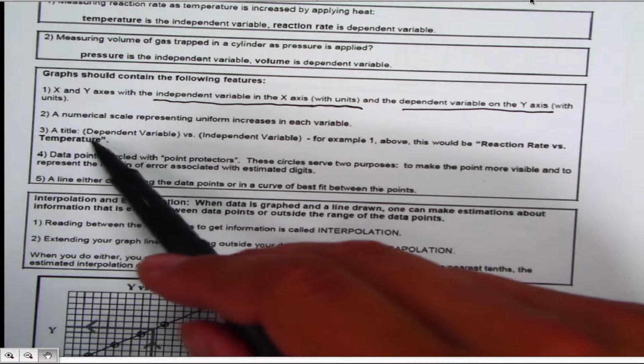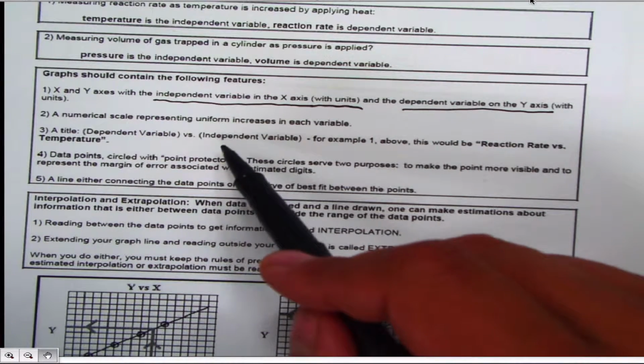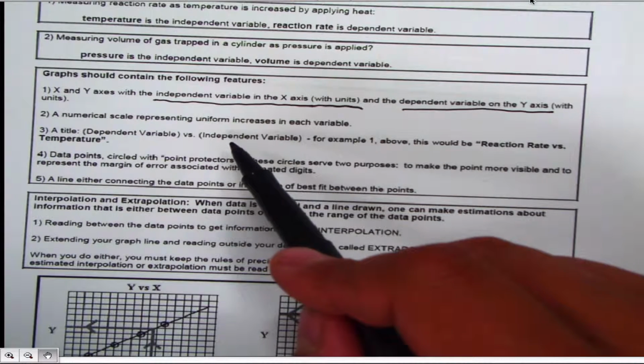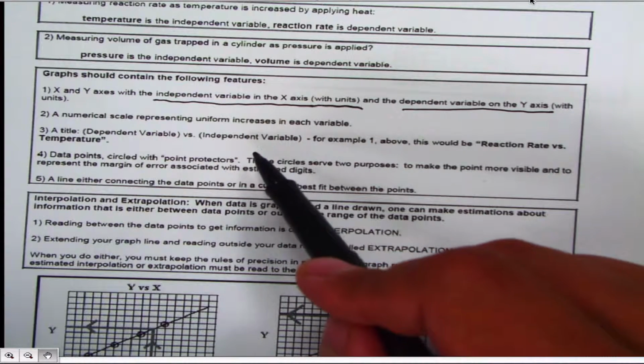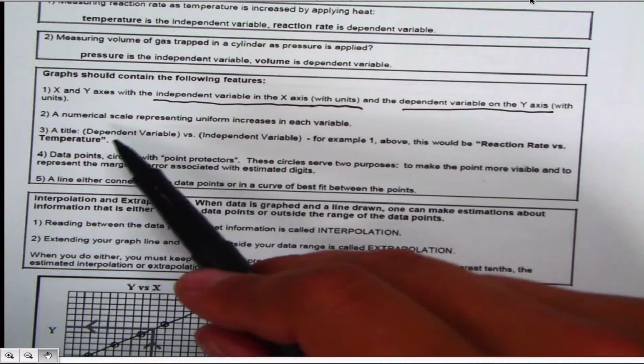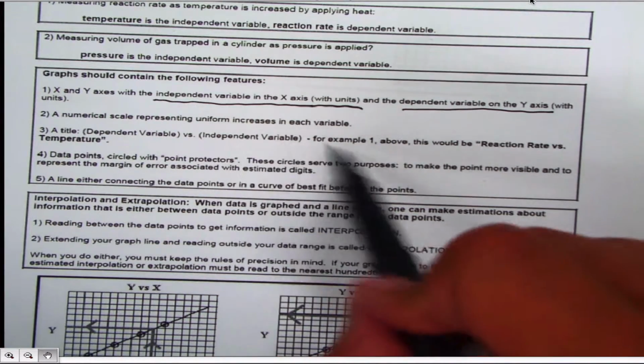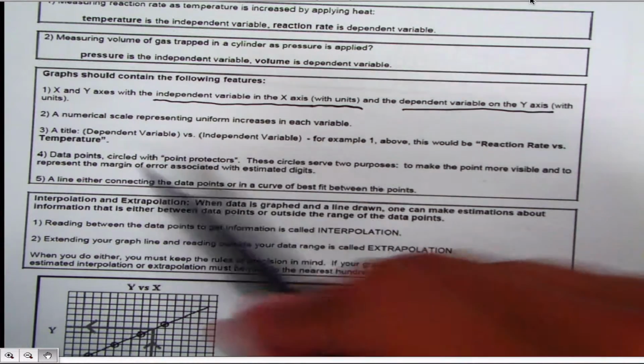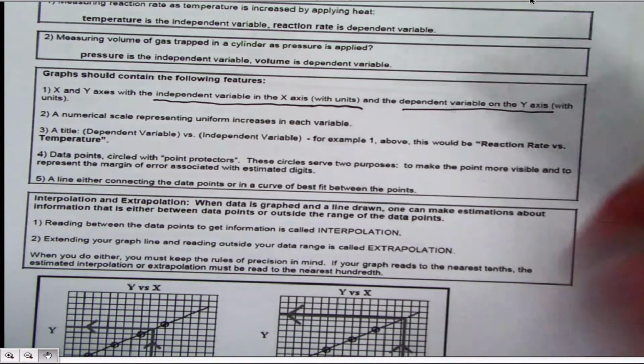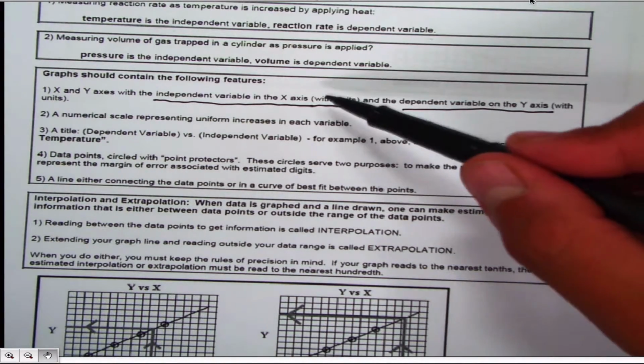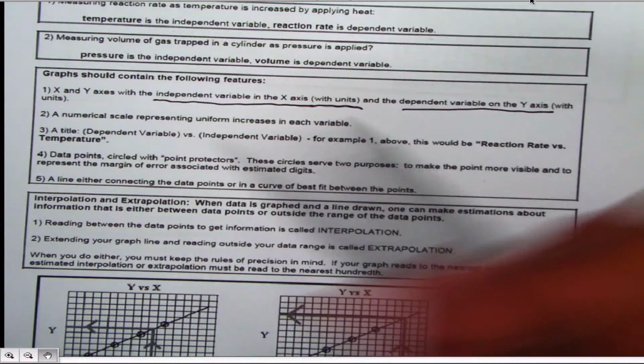Make sure they have a title, dependent versus independent. All right, so in other words, y versus the x. So dependent versus independent. For example, above would be reaction rate versus temperature. All right, and remember the independent is always on the x, dependent is always on the y.